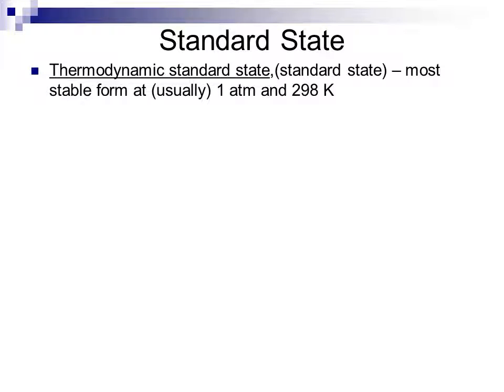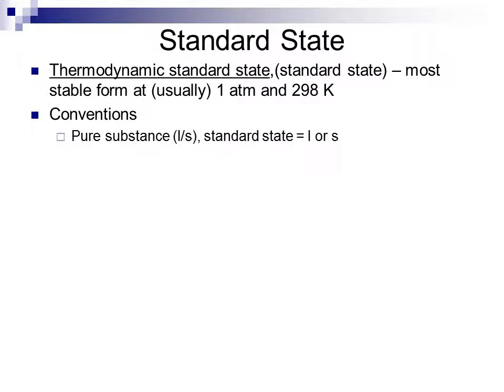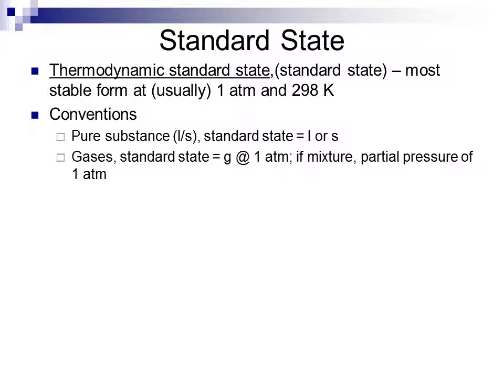Now, standard state is important in considering energetics. A thermodynamic standard state, or is referred to just as a standard state, is the most stable form of a substance, which is usually at 1 atmosphere of pressure and 298 Kelvin. Conventions involved in standard state are that a pure substance, as a liquid or a solid, has a standard state that is that pure liquid or solid.